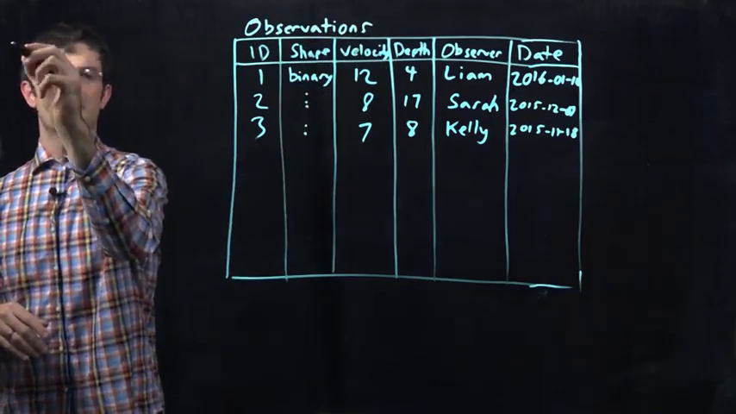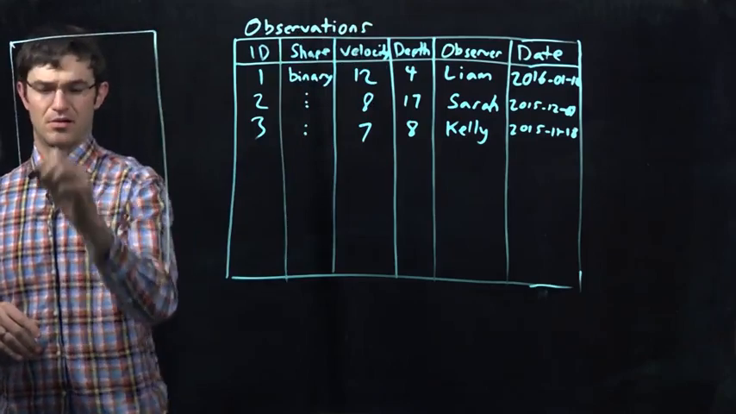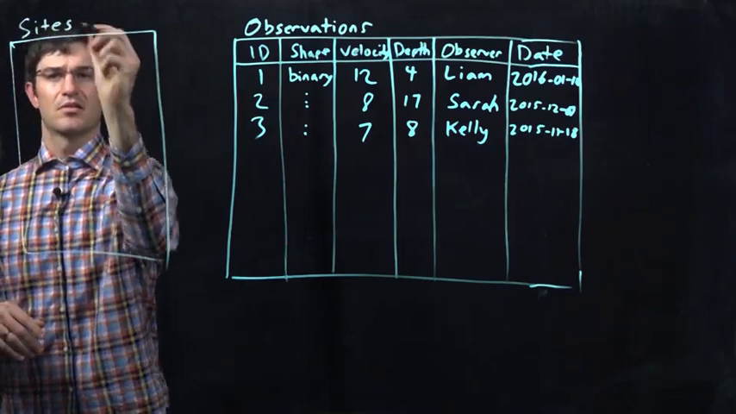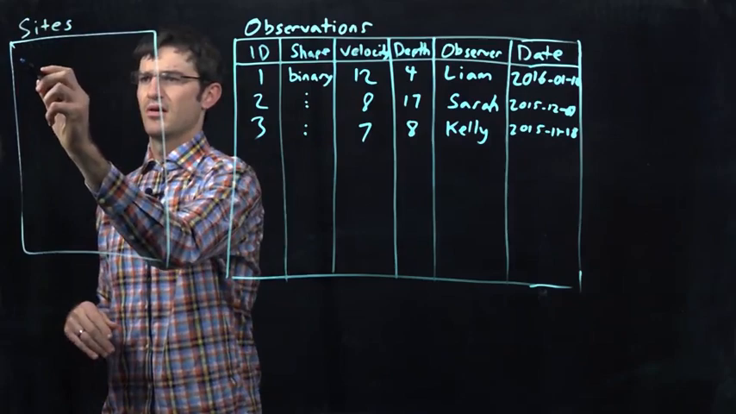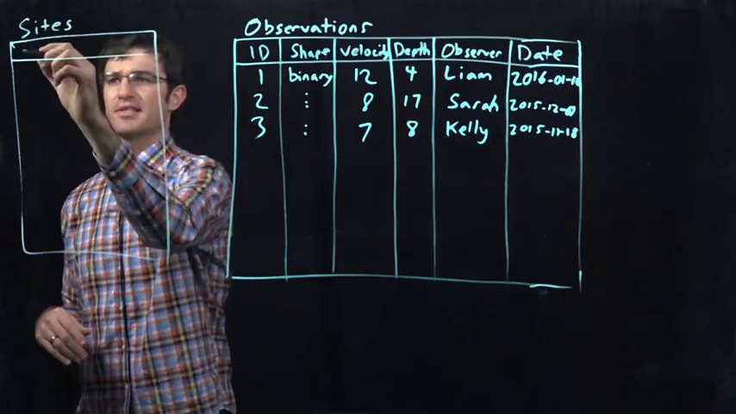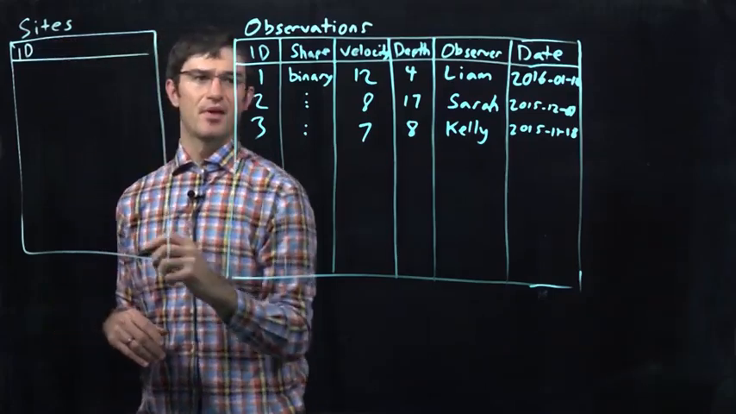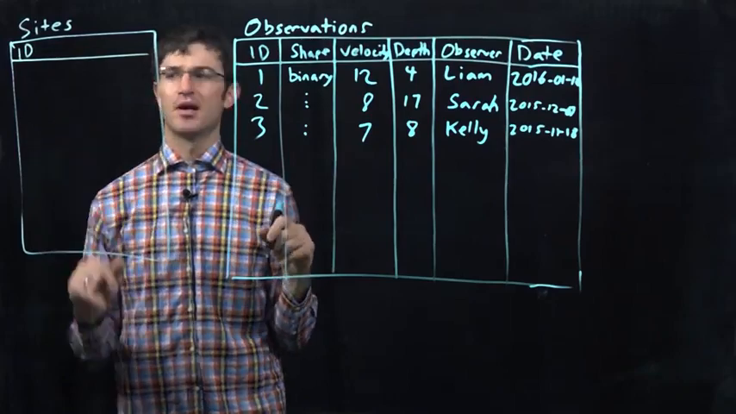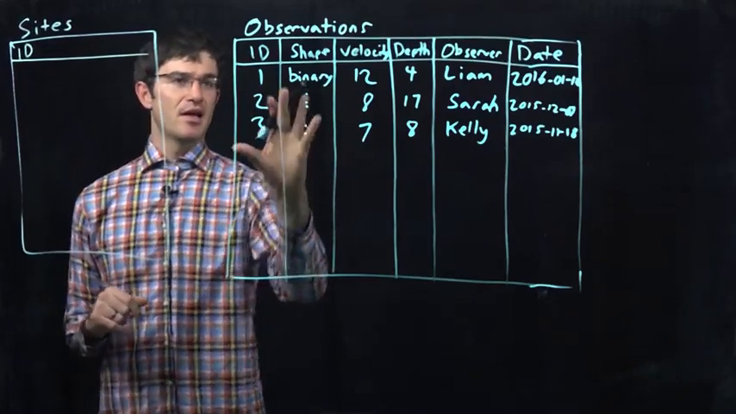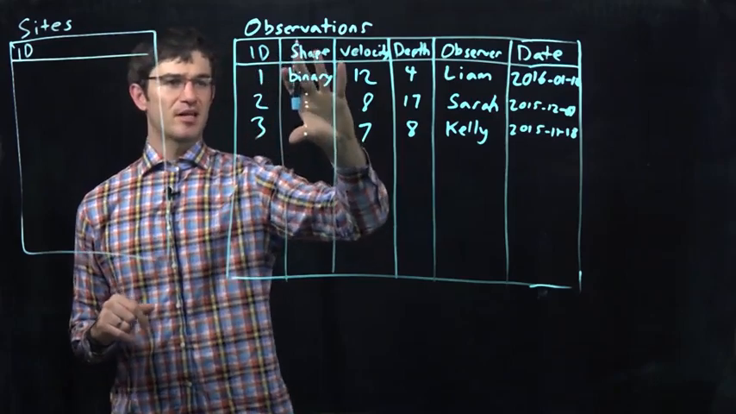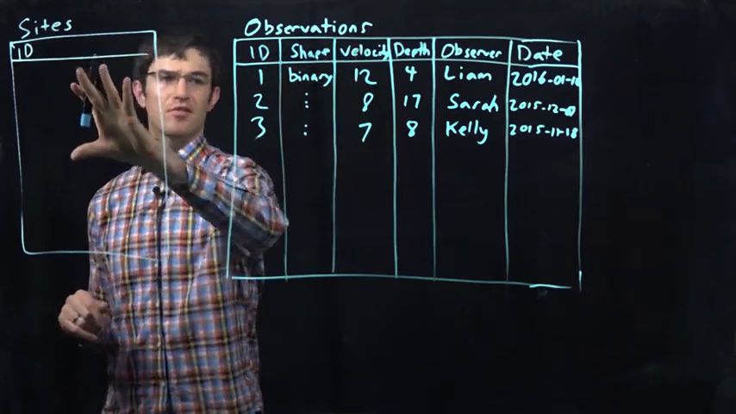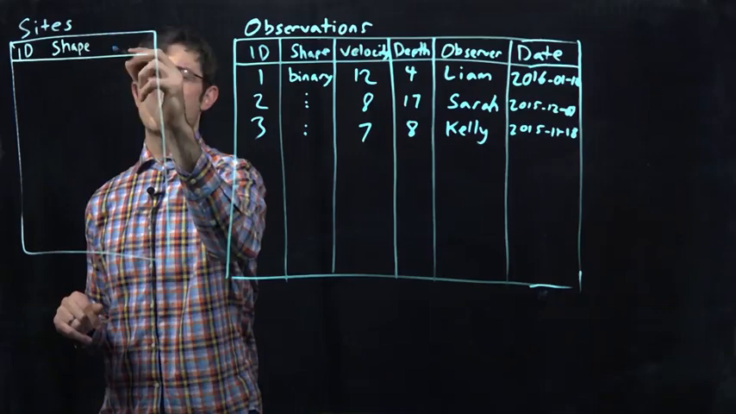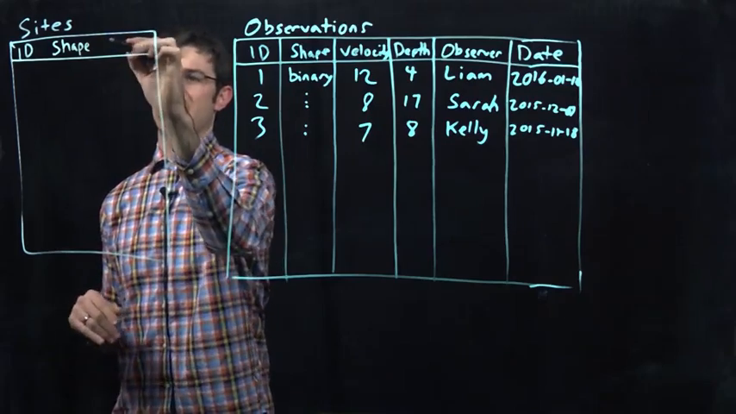And then I'll create a table over here that I'll call sites. And in the sites table, I'm also going to have an ID, just like in the observations table, but it's going to be an ID that refers to its own things. And in that sites table, we're basically going to take this shape field and move it over here too. So we'll have ID, we're going to have shape, and maybe we'll have a site name now that we have its own table for it.